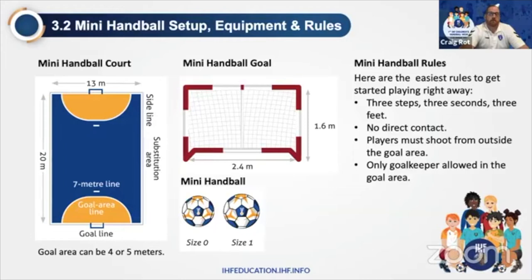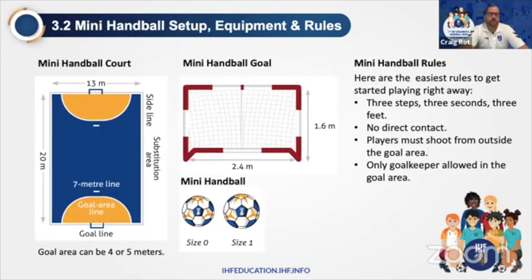And because contact is discouraged, defenders should maintain an arm's length of distance from the attacker. All shots must be thrown from outside the goal area, and the goalkeeper is the only one allowed in the goal area. You will see with young children, defenders will want to wander into the space, but that is part of the learning process as they discover the court and its dimensions for themselves. This is all you need to get started playing.